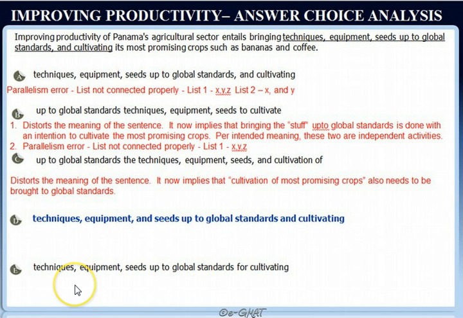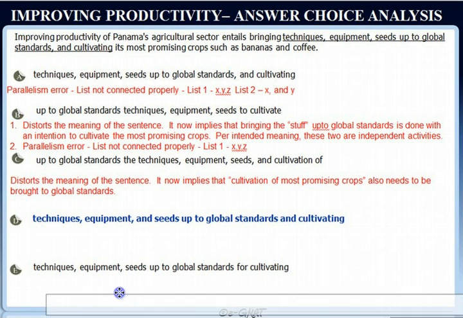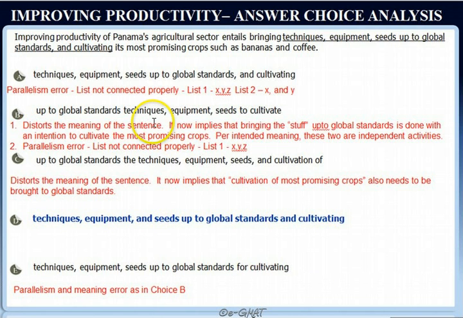Choice E. Bringing techniques, equipment, seeds up to global standards for cultivating. Again, this choice also has similar errors as choice B does. It distorts the meaning, and it does not connect the three things here appropriately. So choice D is the correct answer, and again, it's very important to understand the meaning of the original sentence and then maintain that meaning in the correct answer choice. So that's about it.